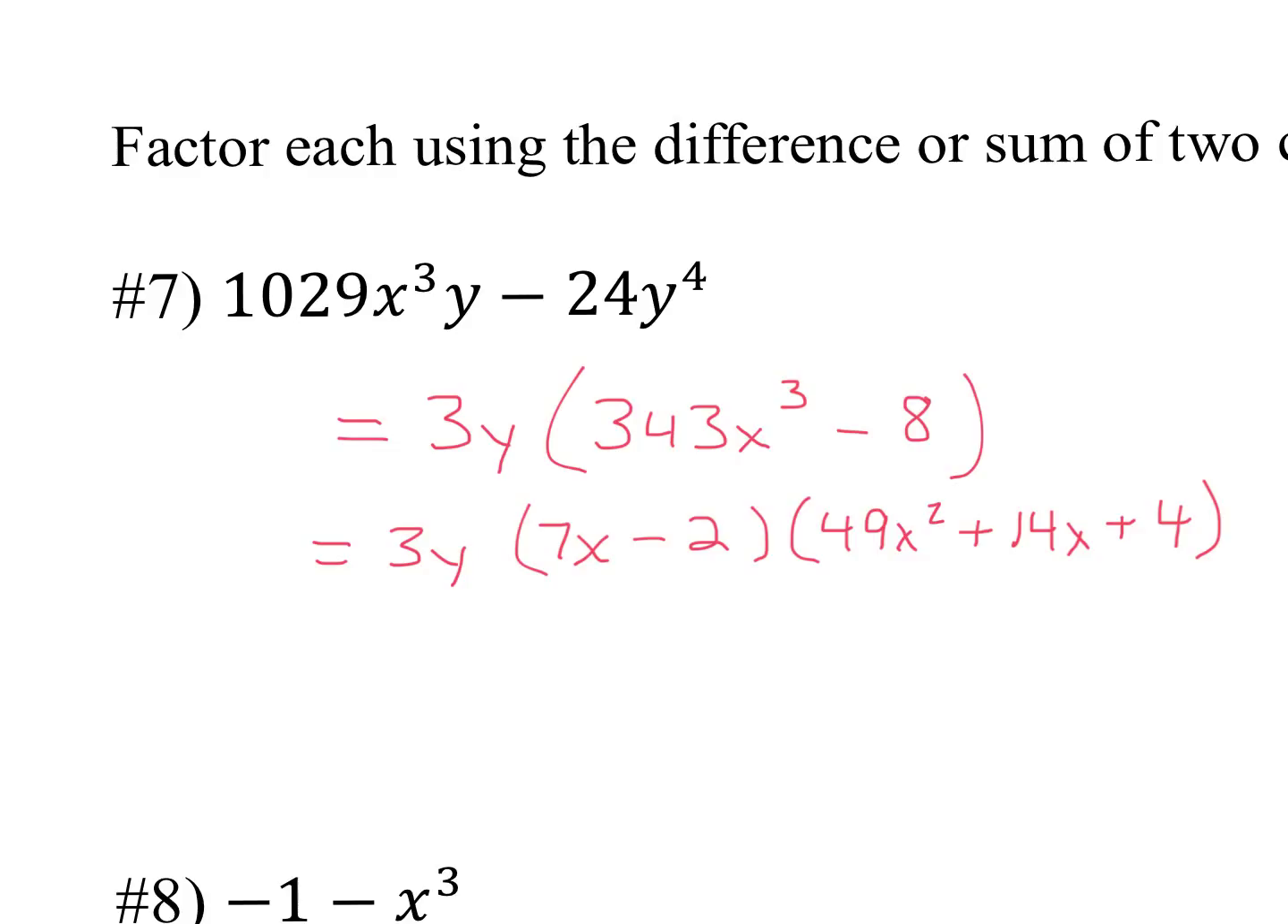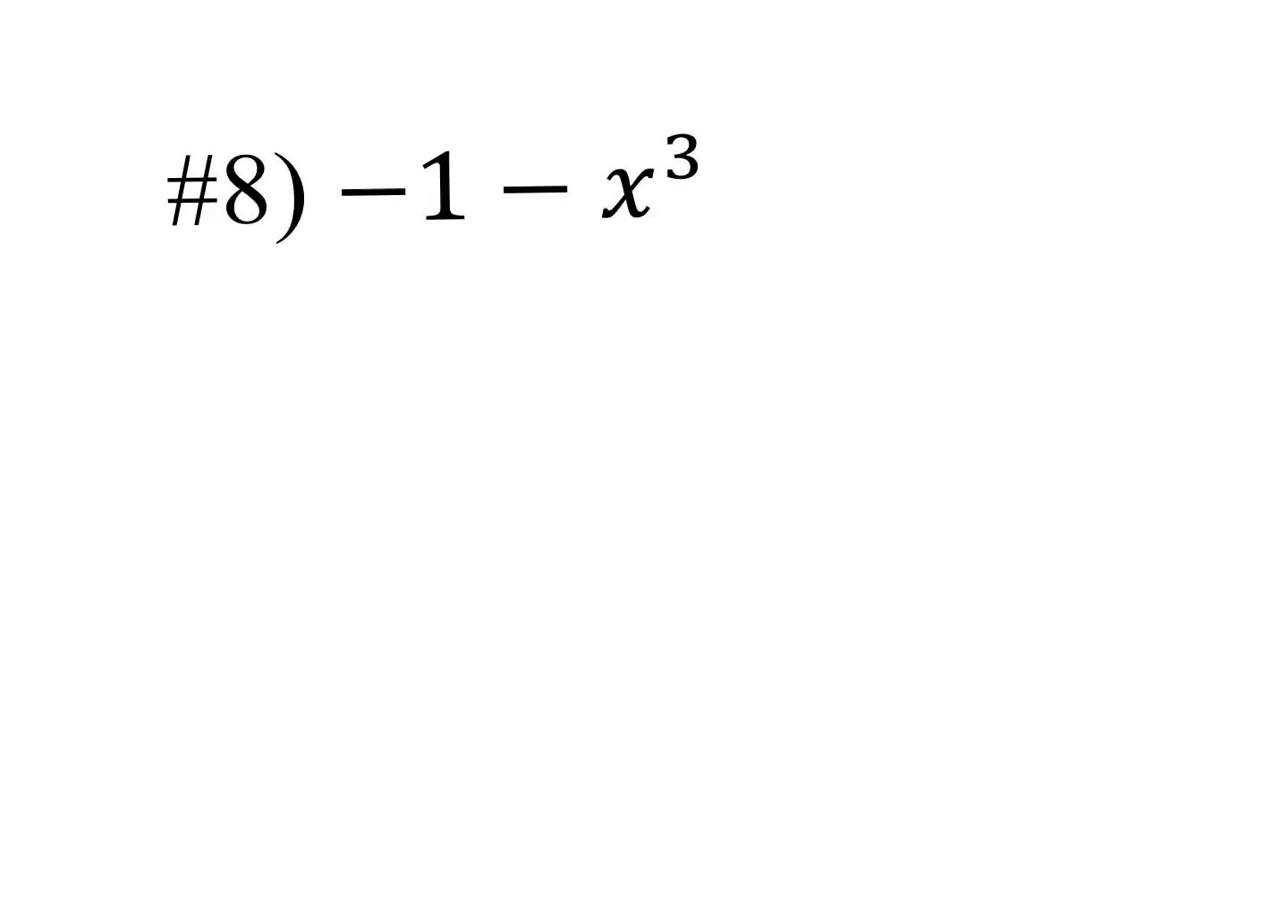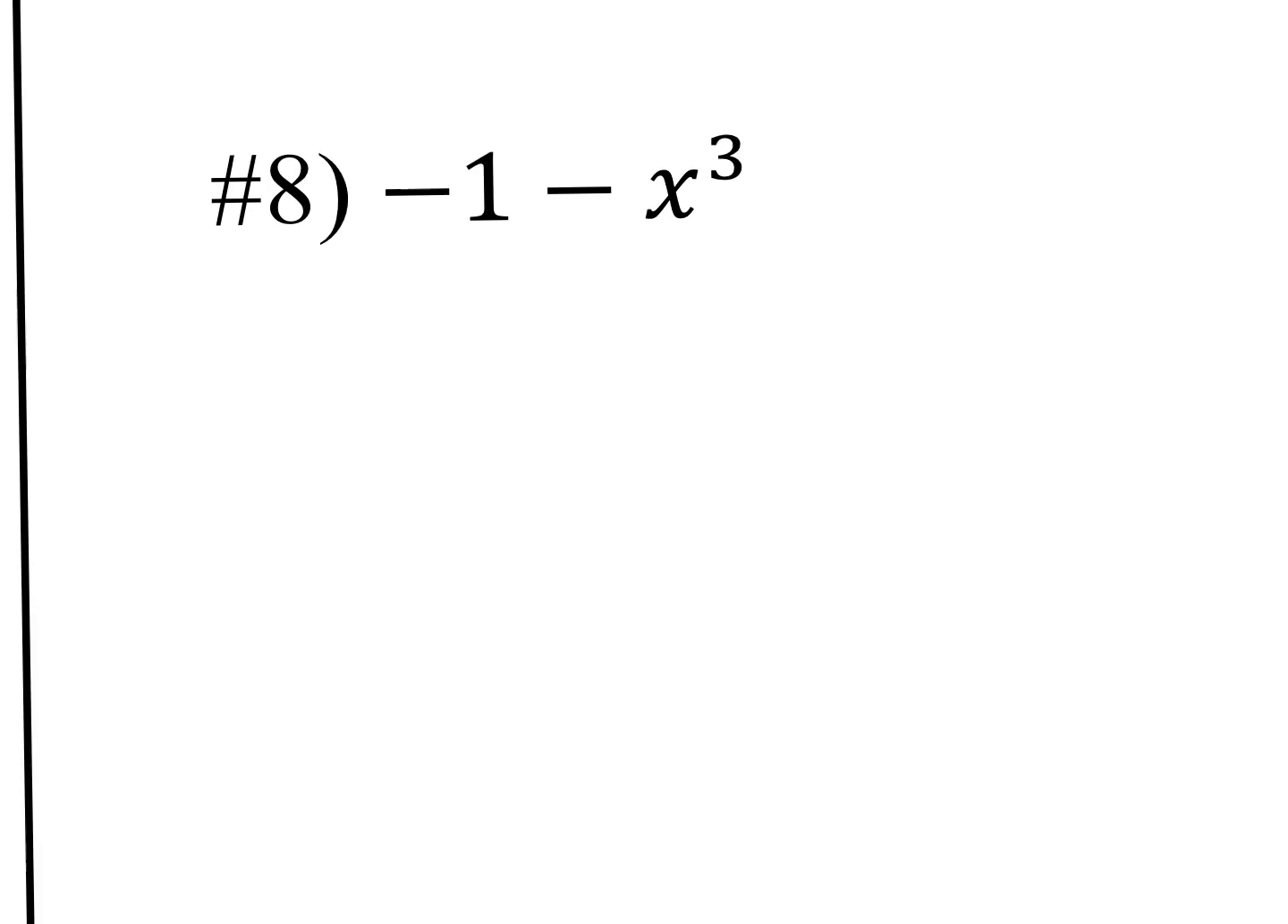Let's do one more. This next one, a couple things I don't like about it. The terms are not in descending order. So let's put them in descending order. It's going to be negative x cubed minus 1. I like my lead coefficient to be positive. So I factor a negative 1 out, I end up with x cubed plus 1. So now I like it.